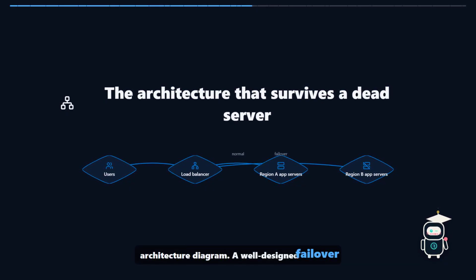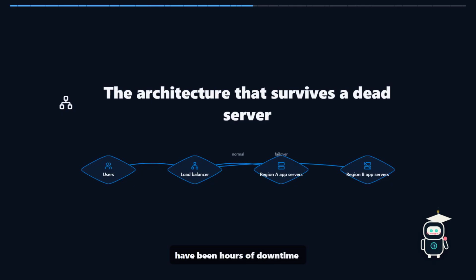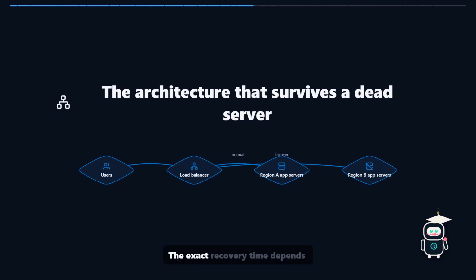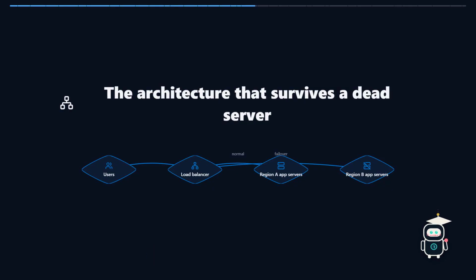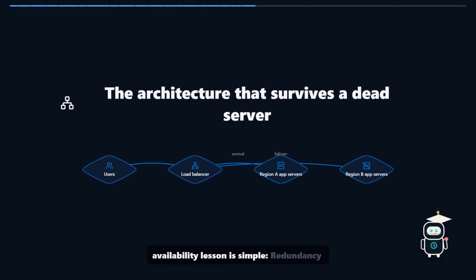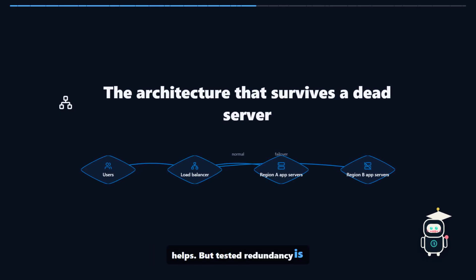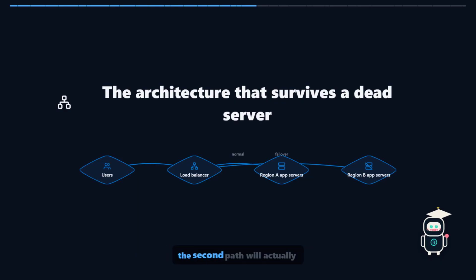A well-designed failover architecture could turn what might have been hours of downtime into a much shorter disruption. The exact recovery time depends on the architecture, application, data strategy, and recovery objectives. The availability lesson is simple. Redundancy helps. But tested redundancy is what gives you confidence that the second path will actually work when the first one disappears.